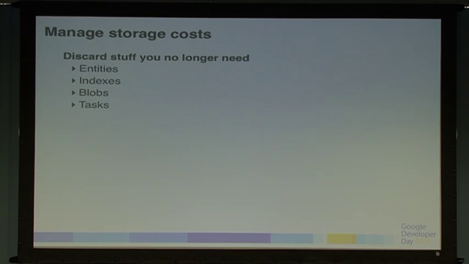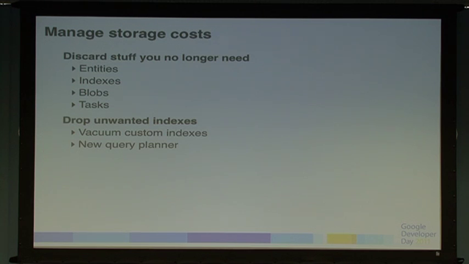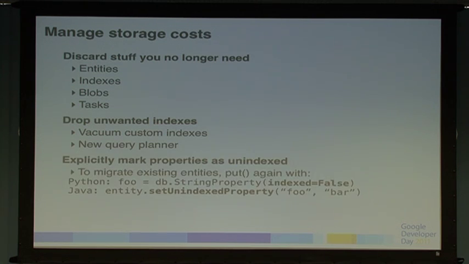On the storage cost side, there's a lot of things that you can delete or get rid of. Of course, all the indexes you just vacuumed up earlier, entities that you may no longer need, old logs, blobs and tasks. And you also probably want to take the indexes off of a lot of properties. If you have a property that you don't need to search on, then you can probably convert that to an unindexed property. And that will save you at least 2 datastore writes.